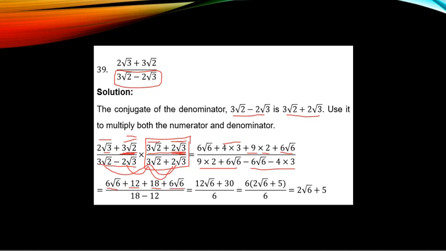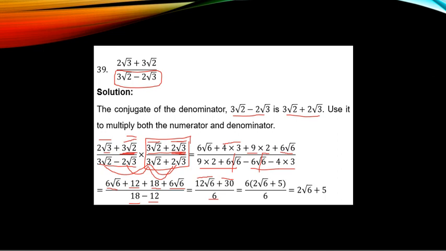In the denominator, plus 6 root 6 cancels minus 6 root 6. You are left with 9 times 2, that is 18, minus 4 times 3, that is 12. So we can add in the numerator: 6 root 6 plus 6 root 6. Remember, similar surds can be added. So that gives 12 root 6, plus 12 plus 18 is 30. 18 minus 12 is 6.